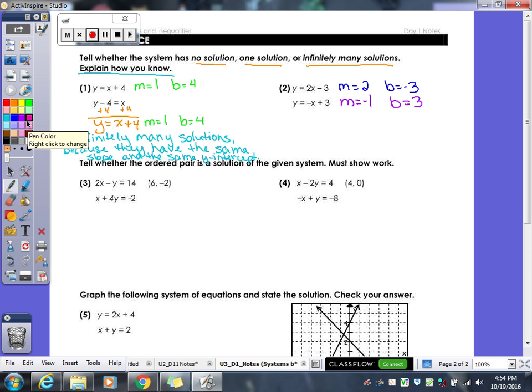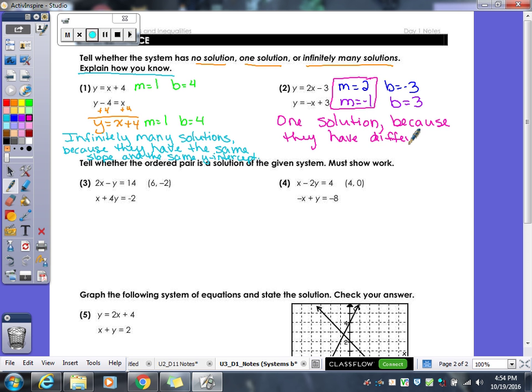So looking at these, I have different slopes. So this falls under our first scenario that we had on the last page of notes. So this has one solution. And again, we have to explain how we know. So we write because they have different slopes. That's how we knew. Two equations with different slopes will always have just one intersection point.